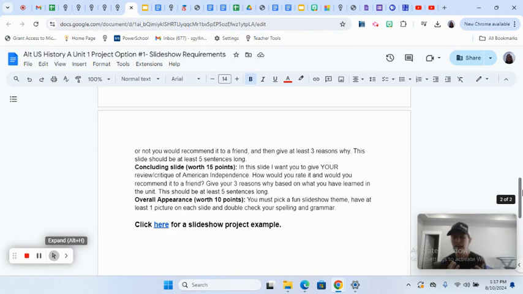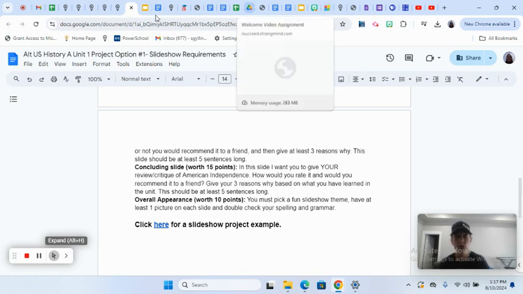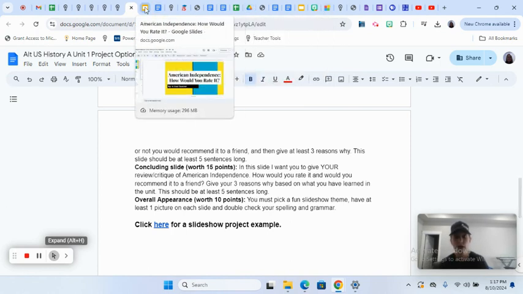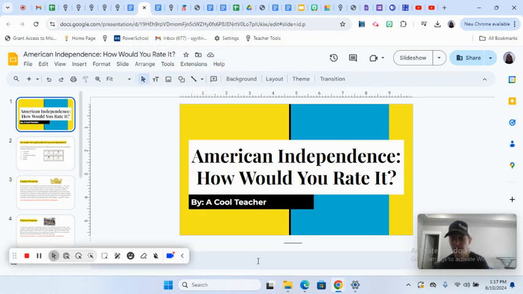It's got to look nice. There's lots of programs out there to help you with that. You can use Canva, you can use Google Slides, you can use PowerPoint, lots of awesome options. So let me show you now an example of a project, of what it might look like.